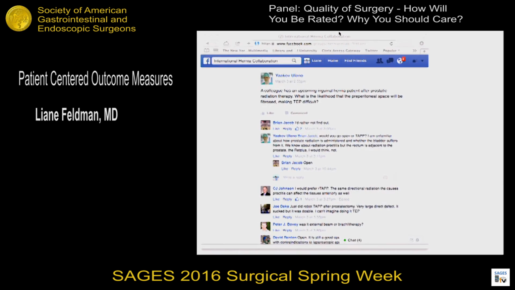And this is a surprise. This is about hernia, right? If you're part of that Facebook group, the International Hernia Collaboration, this is a question, just a screenshot from the other day, to think that only 2 are outliers on either side. This was a question of how to fix a hernia in a patient who's had radiation. It's a pretty common thing that you see.